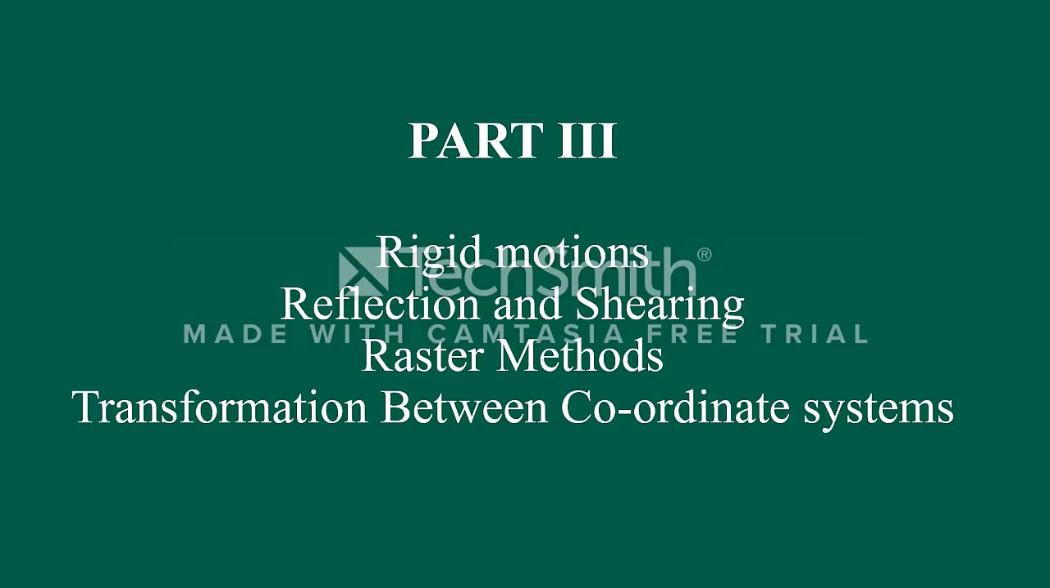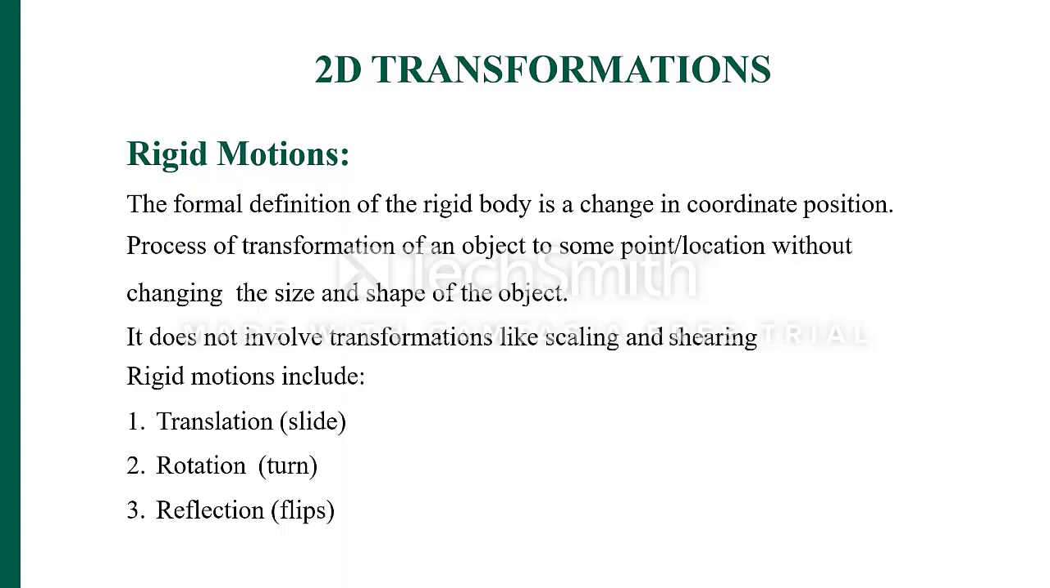Next team. So the next part of geometric transformations covers the topics rigid motions, reflection and shearing, raster methods, and transformation between coordinate systems. And the first topic is rigid motions. The word itself says rigid means fixed or solid. So the formal definition of a rigid body transformation is a change in coordinate system, or the transformation of an object from some point or location to some other point without changing the size or shape of the object.